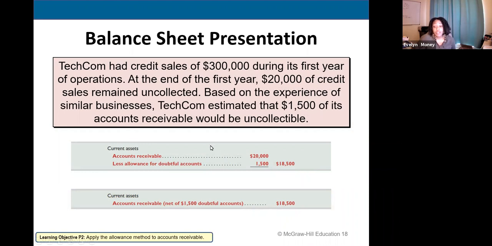So on the balance sheet, accounts receivable is shown net of the allowance for doubtful accounts. This account is not only a contra account, it is also referred to as a valuation account because it helps me make sure I can show something else at its proper value. So a user of the financial statements needs to know that although this company has $20,000 in accounts receivable, they only expect to collect $18,500. This is why it is important that we estimate our bad debt.